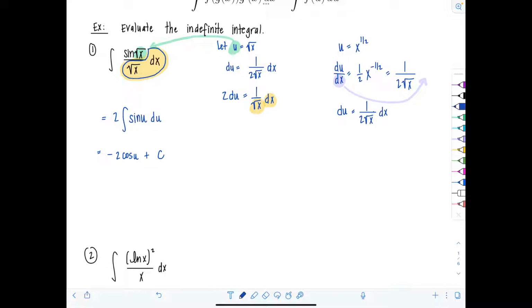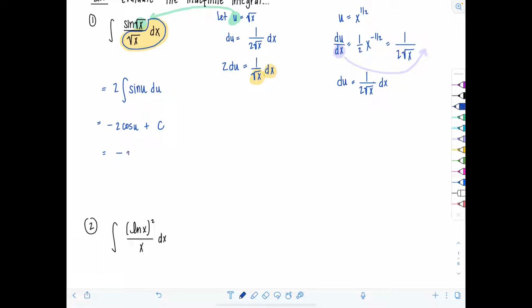Okay, one more thing to do. Yes, we have to replace u with rad x. So everything needs to be in terms of the variables from the original problem here. So negative 2 cosine rad x plus c, and we are done. All right, very good. And for all of these integrals, you could obviously take the derivative of your final answer and make sure that you end up with the original integrand. So you can always check your own work. I'm not going to because I know they're all right, but when you're working on an exam or something, if you have any sort of doubt, you can check.